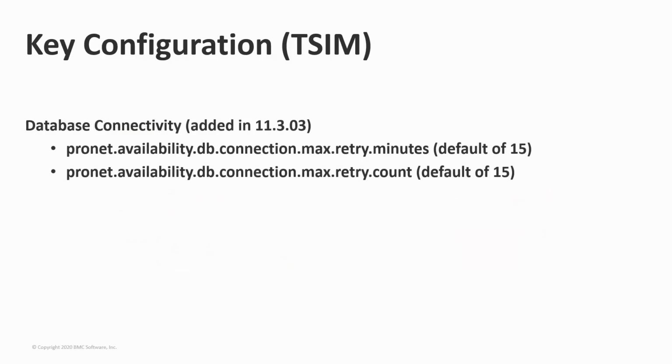With version 11.303, some new database connectivity parameters were added. Both of these parameters have a default of 15, and the connectivity check to the Oracle database is performed every 1 minute. The reason for having both parameters is that sometimes the check itself can take a couple of minutes if there is a database outage.